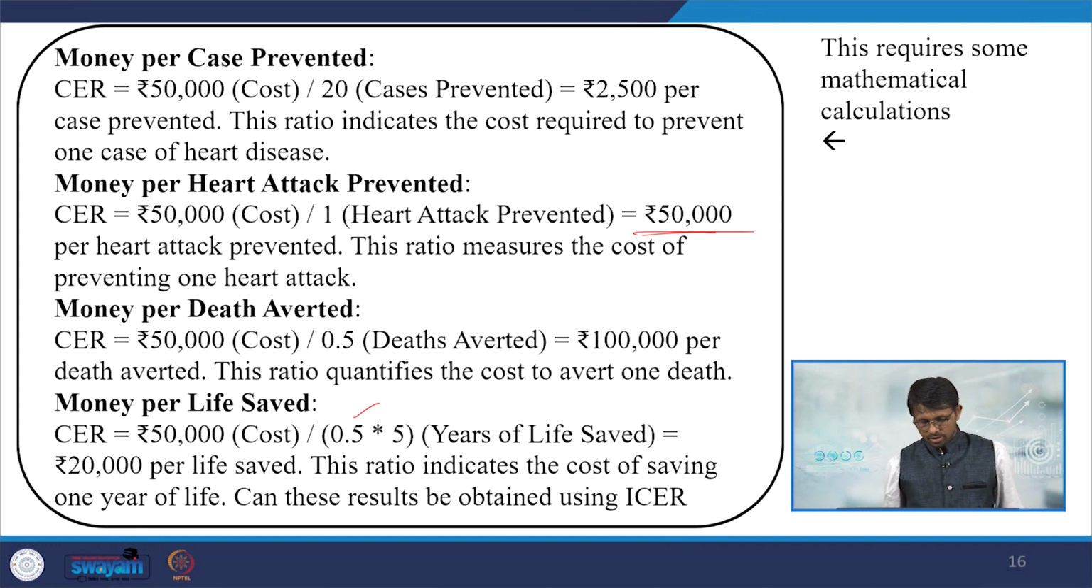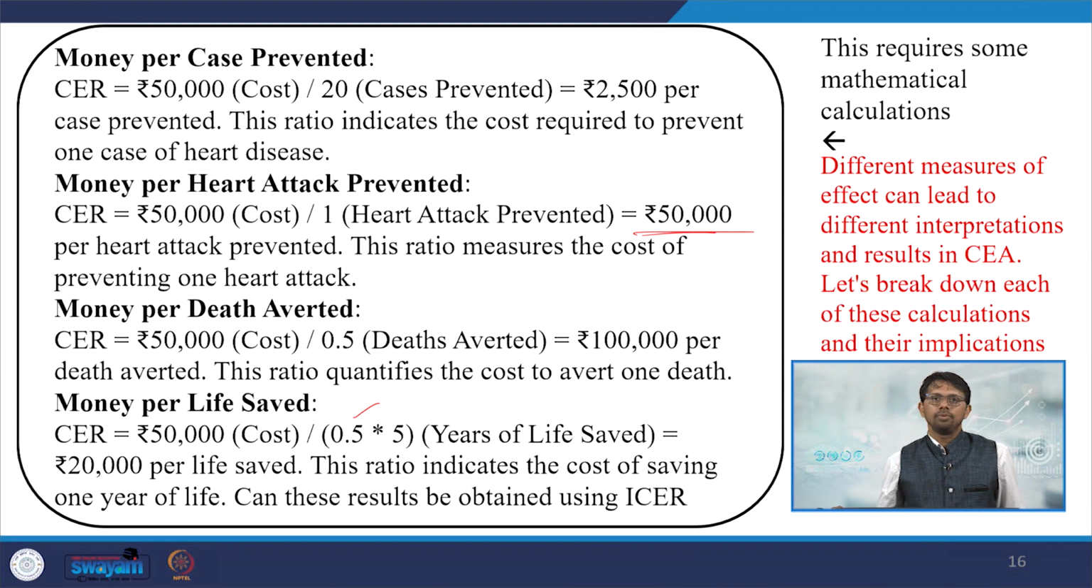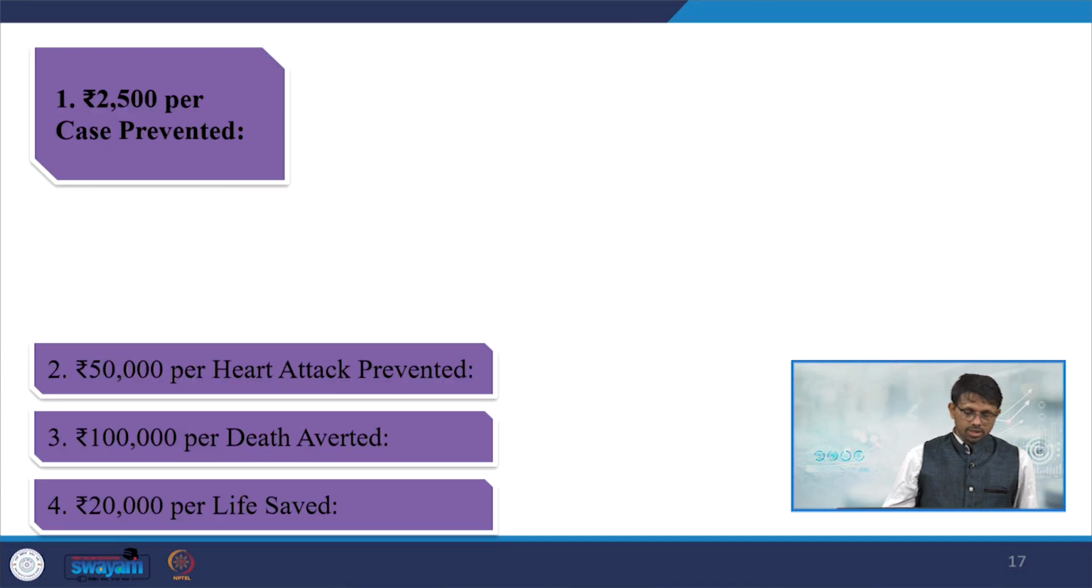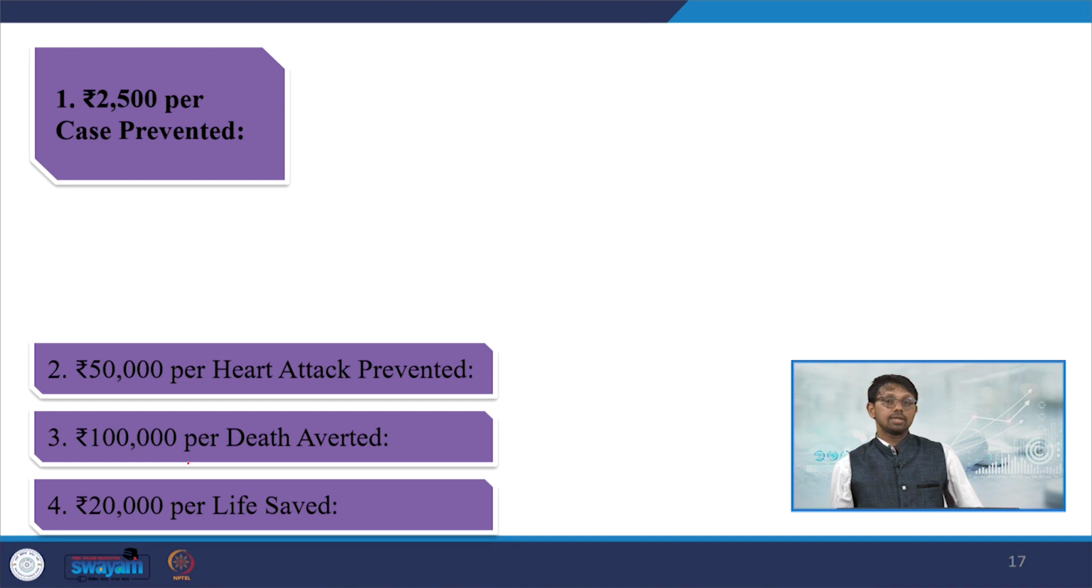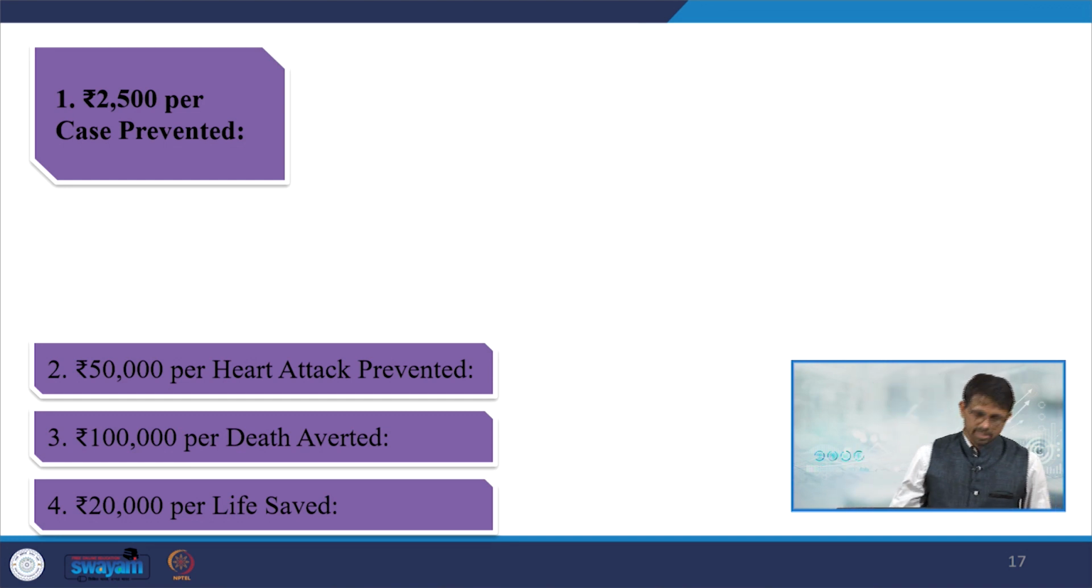Can these results be obtained using ICER? We will just mention these differences. This requires some mathematical calculation which we did, and different measures of effect can lead to different interpretations and results in CEA. Let us break down each of these calculations and their implications. We just did it. So we will explain once again how these cases can be clearly interpreted, and these are the results. Starting with rupees 2,500 per case prevented.